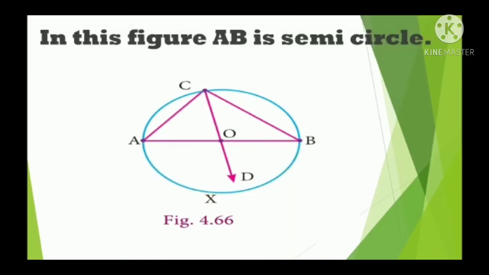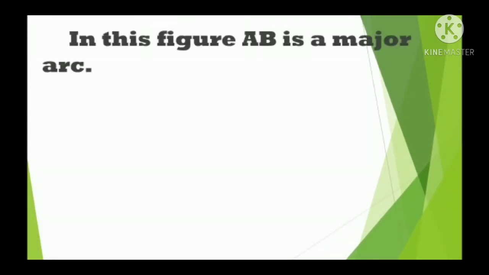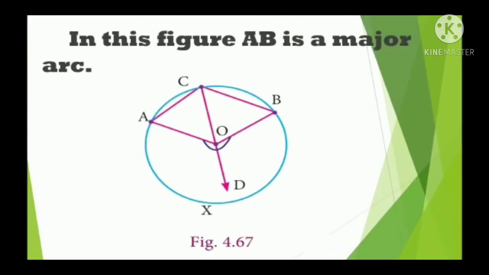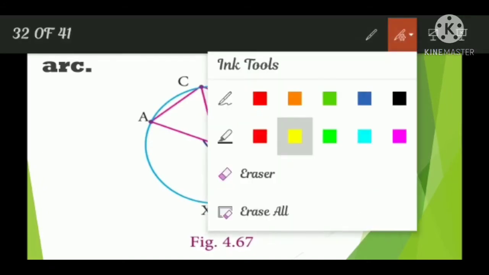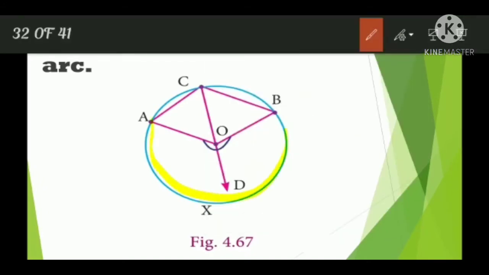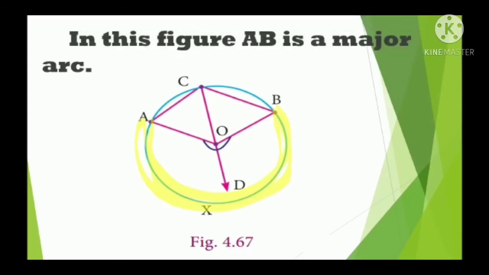Similarly, in this figure AB is a major arc. So in one circle arc AB is a semicircle, in another arc AB is a minor arc, and in the other AB is a major arc. So we can see that in the three circles, AB is a different arc.